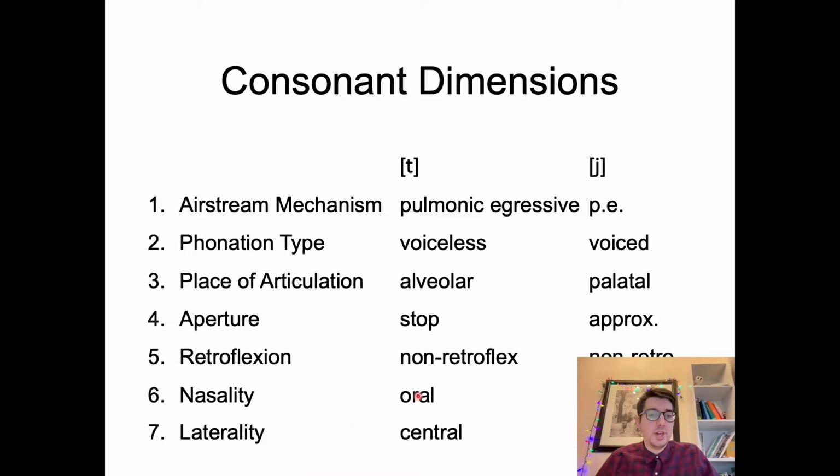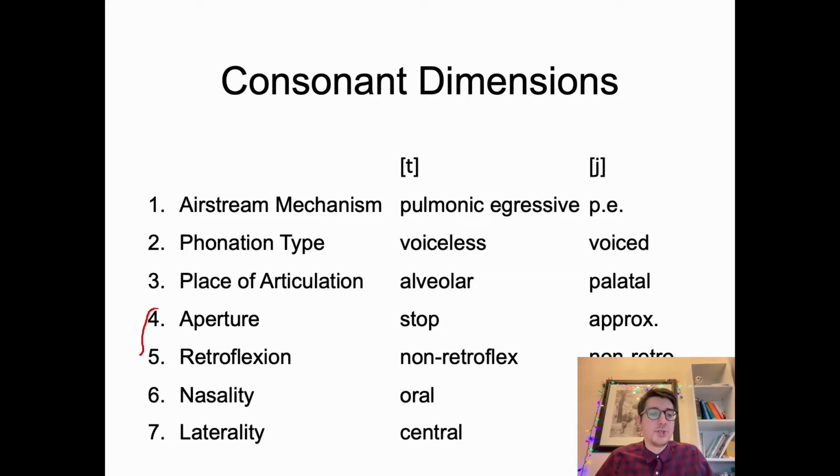And finally, laterality. Laterality is the seventh dimension that we talked about. We are placing our tongue into the center of our mouth, thus allowing the air to go around the sides for lateral sounds, such as l. But for central sounds, we are allowing air to go through the center, and t and y are both central sounds. T and y are both oral sounds and non-retroflex in this respect.